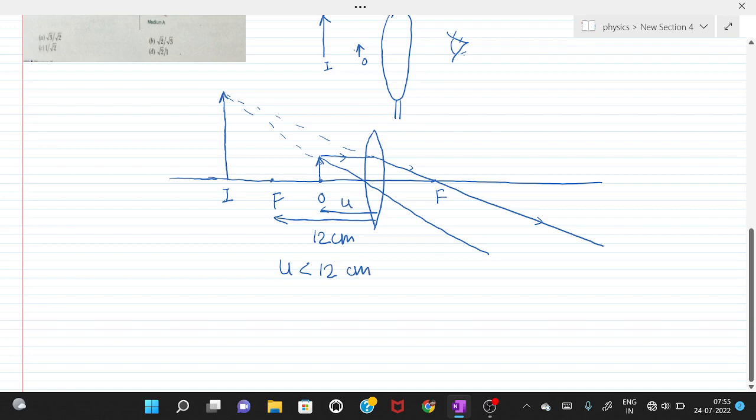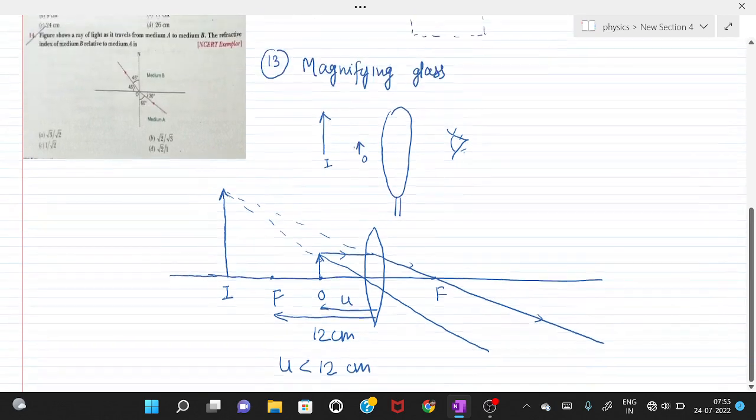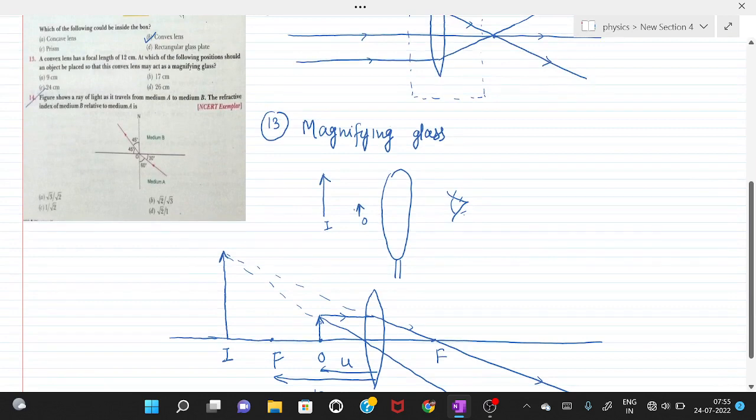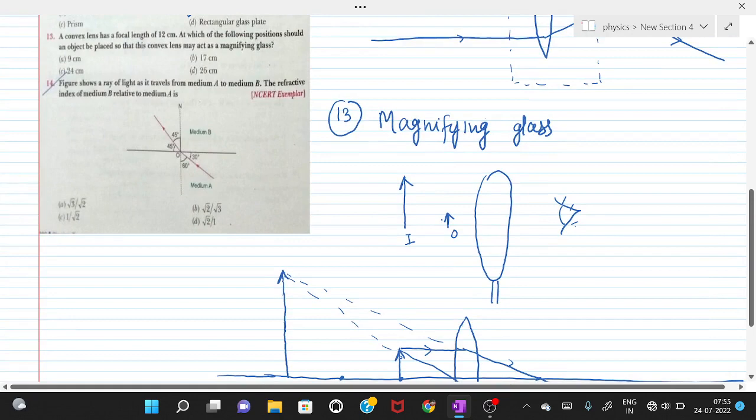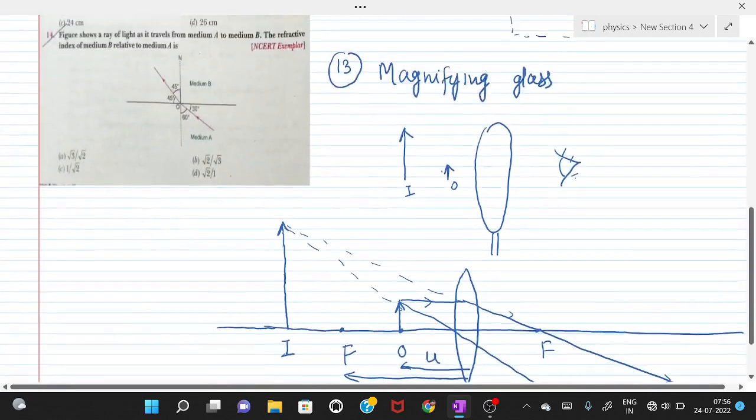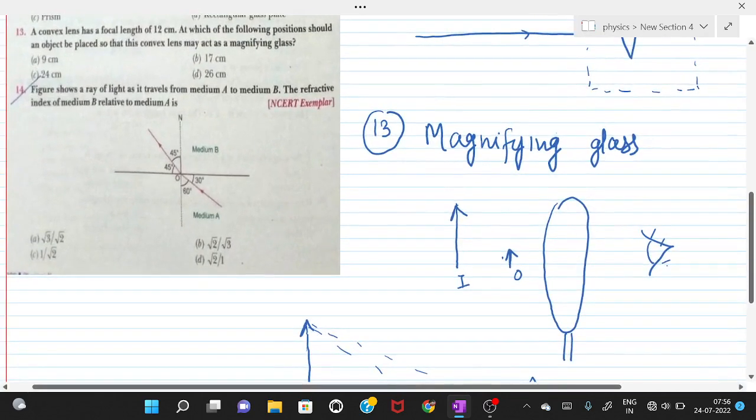And from the options we can see that there is only one option whose value is less than 12 centimeter. That is 9 centimeter. All other options are greater than 12 centimeter. So the correct answer is option number A.